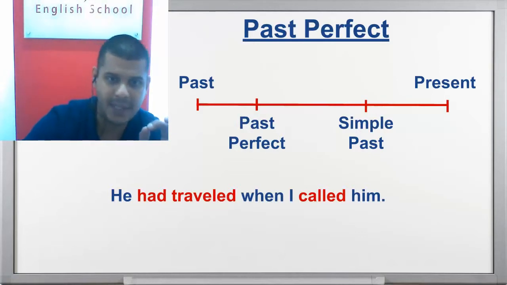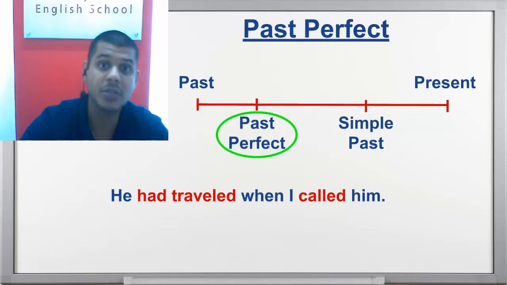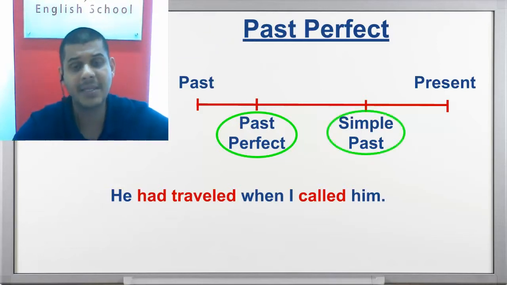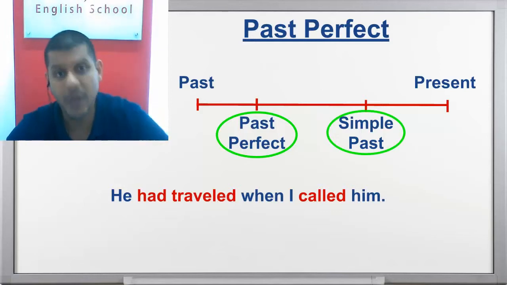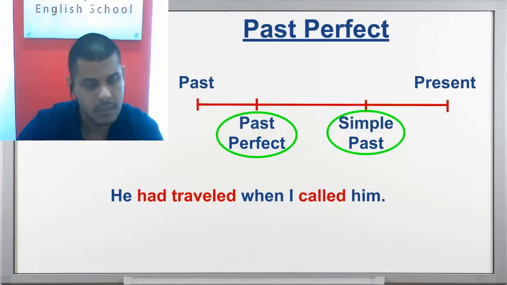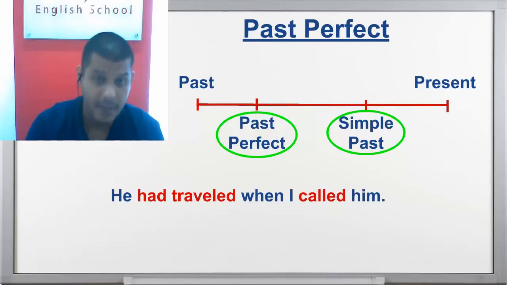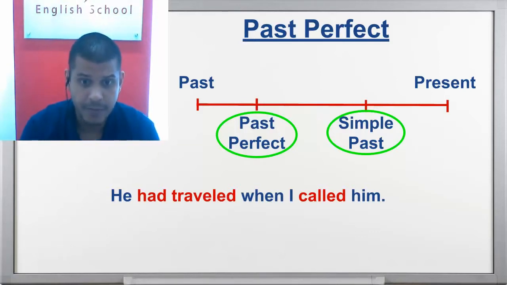So when I use past perfect, I am talking about the most distant past. When I use the simple past, I'm talking about the most recent past, okay? Not complicated, just pay attention, right? There is something else. In general, it's not an obligation that we keep this order for the sentences. So for example, he had traveled when I called him.